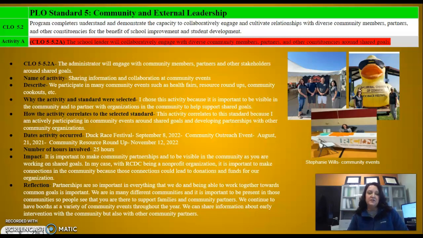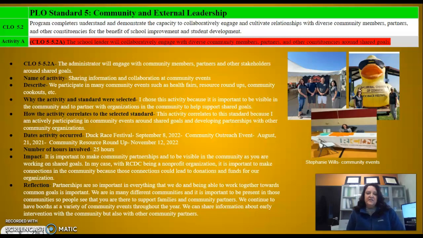Another piece of Russell Child Development Center is that we apply for grants through the United Way. We have two United Ways, Finney County United Way and Seward County United Way. And for those funds, we have to commit to so many hours of community service with the United Way and different things that they do in the community.